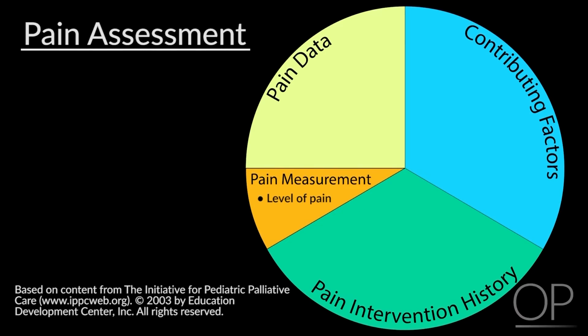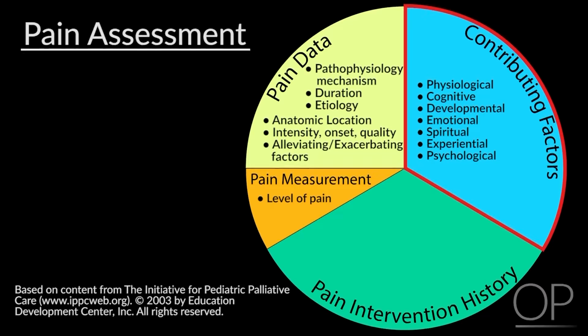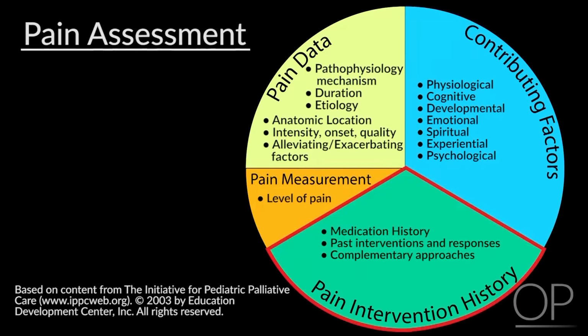In addition to the pain measurement, we need to think about the causes of the pain or the other data that we might have about why this patient's in pain or what types of pain they might be experiencing. We also want to think about non-physical factors such as their emotional state, their parents' reaction, or their psychological state that may contribute to how much pain they're experiencing. And then we also want to think about their personal history with pain and with interventions for pain, particularly how they've responded to various medications or other pain treatment modalities in the past.